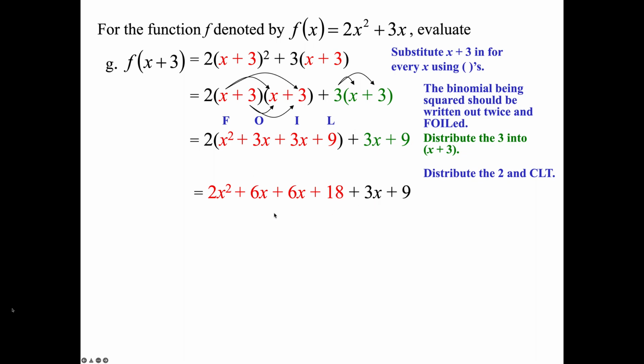And now I'll combine all my like terms. So 6x plus 6x plus 3x is the 15x. 18 plus the 9, those are my constants, that's 27. There was no other x squared term, so I leave that out in front.